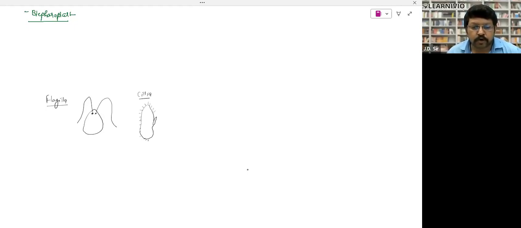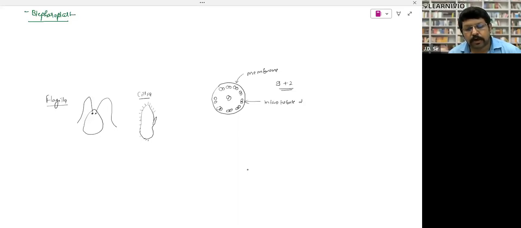Then what you have to draw? You have to draw a circle. Then I have already told you there is a 9+2 structure found in the cilia and flagella. So there will be 9 doublets: 1, 2, 3, 4, 5, 6, 7, 8, 9. And at the center you have to draw 2. Then write that this is the membrane or plasma membrane. They are the 9+2 arrangement. What are they? They are called microtubules. Basically they are made up of microtubule doublets.